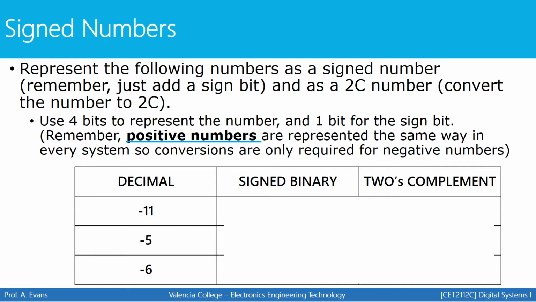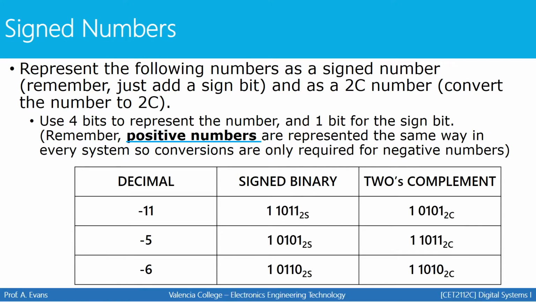And here are the solutions for each number. -11 in signed binary would be 11011. And notice that I use a subscript of 2s to indicate signed binary. It's a base 2 number that's a signed number. And then we have 2c as our subscript for the 2's complement numbers.